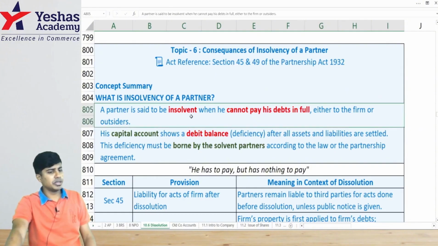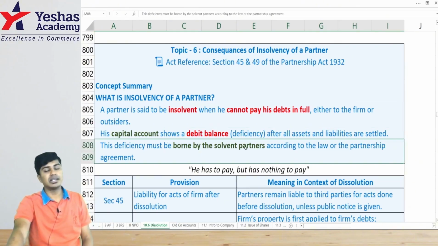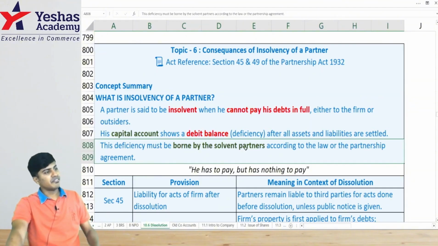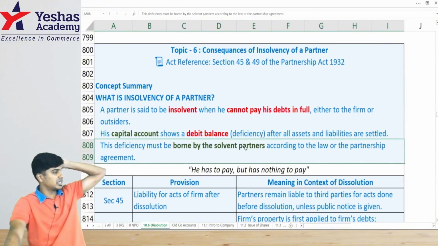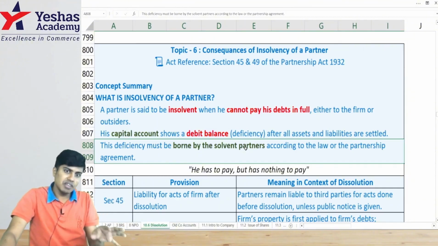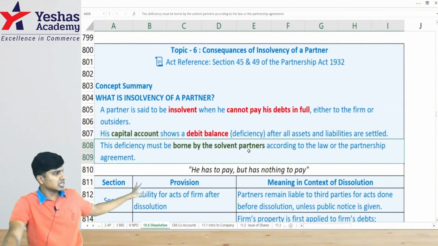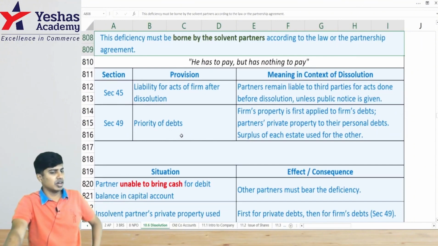See, a partner is said to be insolvent when he cannot pay his debts in full, his capital shows a debit balance. Then his insolvency, the money that he should bring but cannot bring, will be borne by the solvent partners. It will be borne, firstly, as per the partnership deed. If the partnership deed doesn't say how to adjust it, then we'll go to the Garner versus Murray case. First we should apply what? The partnership deed. If the partnership deed says something, follow that. If the deed doesn't say anything, then we'll apply the Garner versus Murray case law. You understood this? This is basically told by section 45 and section 49 of the Act.